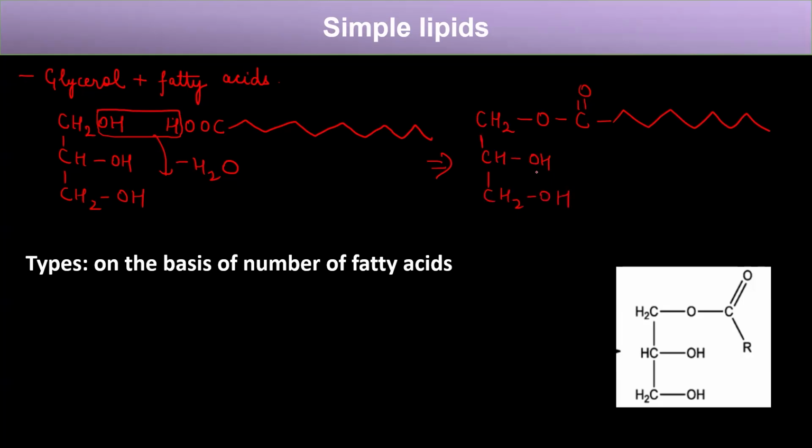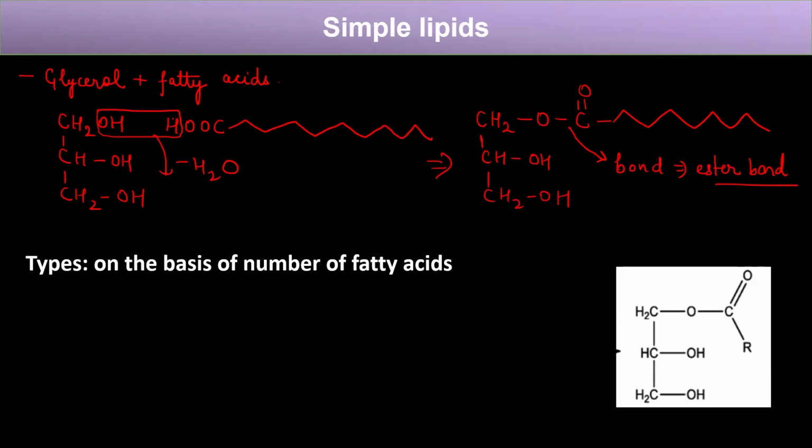Now, what is this bond called? This CO, what is this bond called? This bond is called an ester bond. So in lipids, what kind of bond do we have? We have ester bonds. And the lipases, what bond do they break? Because we saw in the first slide of lipids that lipids are digested or hydrolyzed by lipases. So lipases break this ester bond.